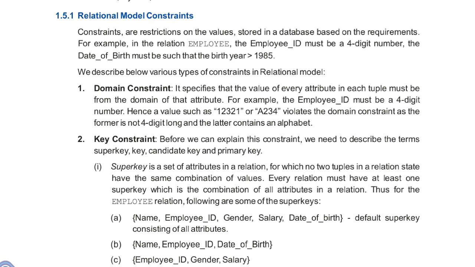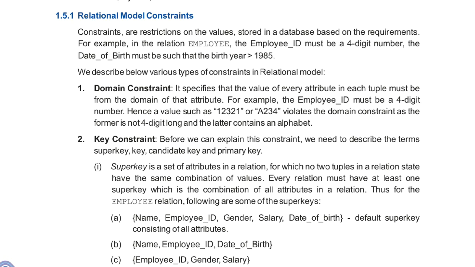So firstly, what do you mean by constraints? Constraints are some restrictions which we can apply on our relational database. Okay, so that makes relational model constraints: some restrictions which we apply on the relational model database. So constraints are restrictions on the values stored in a database based on the requirements.